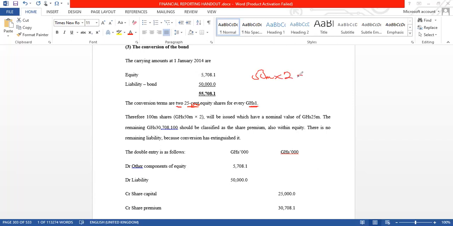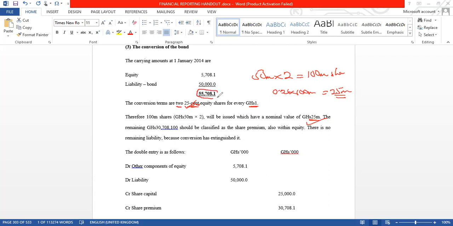For every 2, it is going to make our number of shares 100 million. Now, if you are going to go for 25, 0.25 pesos multiplied by 100 million shares will give you 25 million. All right, so that is what you see here. Okay, then it means that if that is when we are converting, all right, so please note that that is when we are converting.